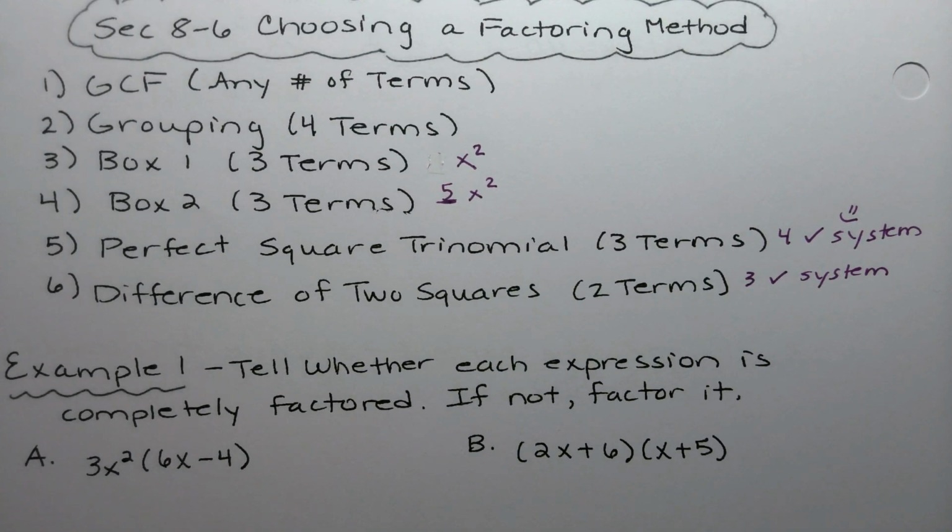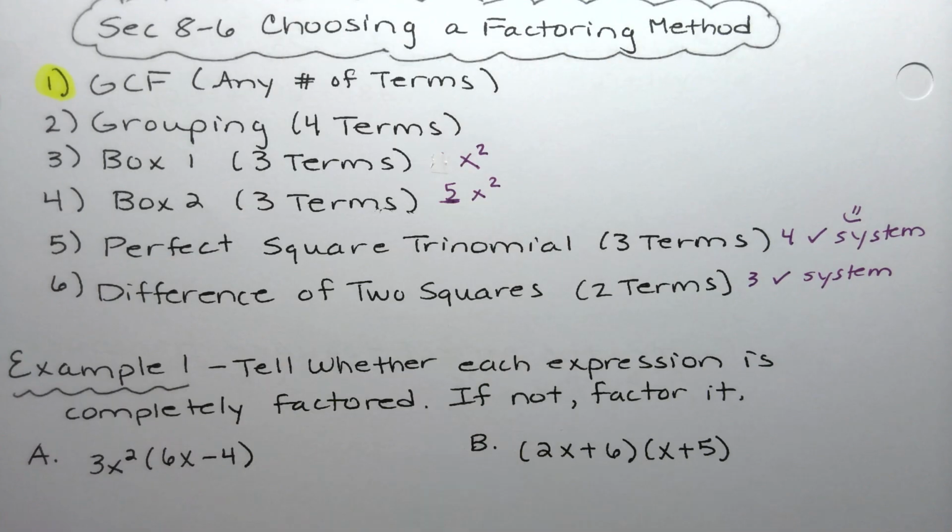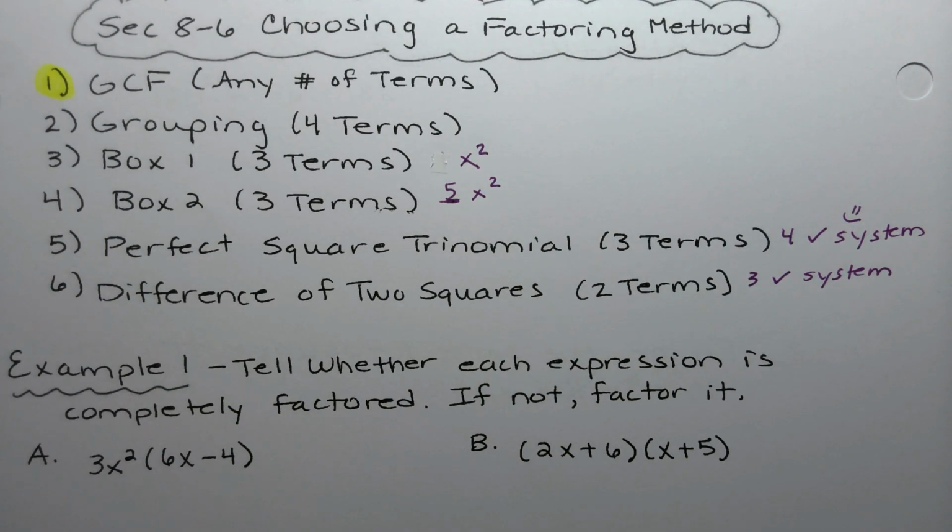But part of the battle is always figuring out A, which of these methods should I use, and then B, is it completely factored, or could we keep factoring? So just because we may get a parenthesis doesn't mean we're done factoring. So number 1, always, if you're looking to see if something's completely factored or you're starting to factor, you should always check for a GCF, because that one you can use in any problem. So you should always first start with that, no matter what.